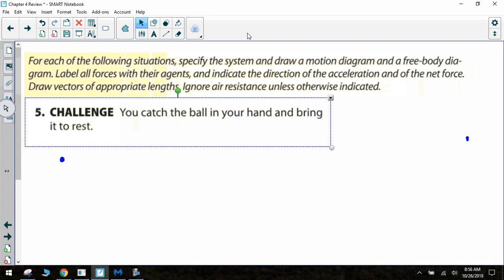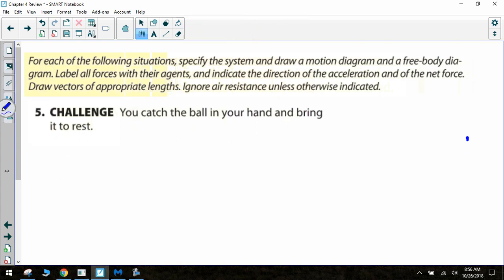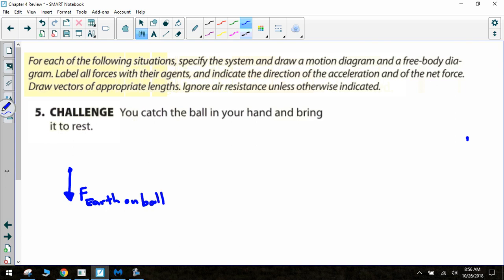Falling. It's falling. So I got the ball. It is falling, you say, right? Okay, so is anything touching it before? No, so while it was falling, it was acting under gravity, right? Which is Fg. Or you could call it the force of the earth on the ball. Now it says you catch the ball in your hand, so is something touching the ball?